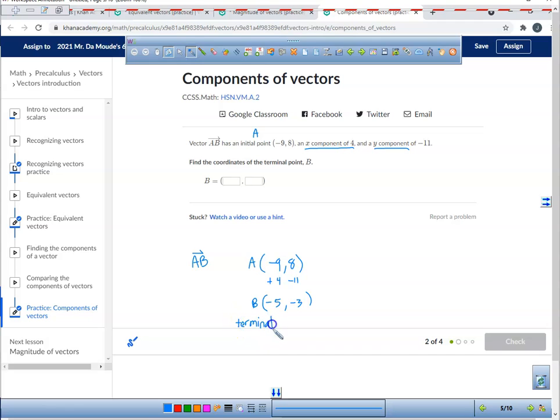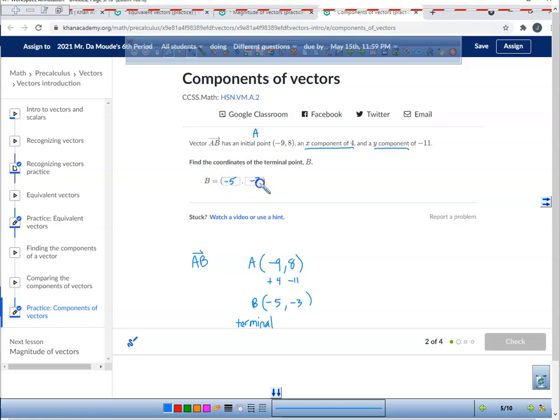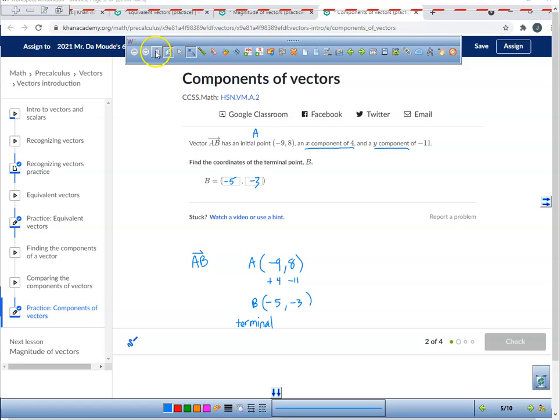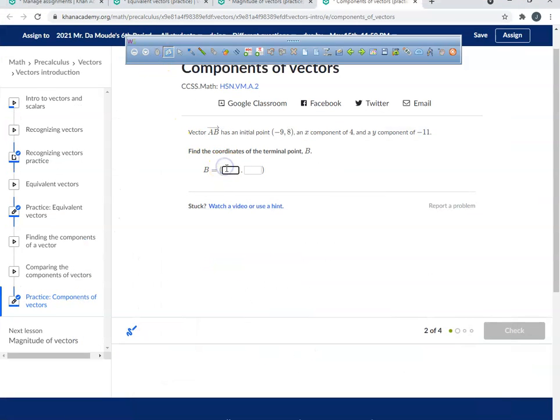There we go. That's my terminal point. So I'm just going to type in a -5 and a -3. Okay, so I'm going to put a -5 and a -3.